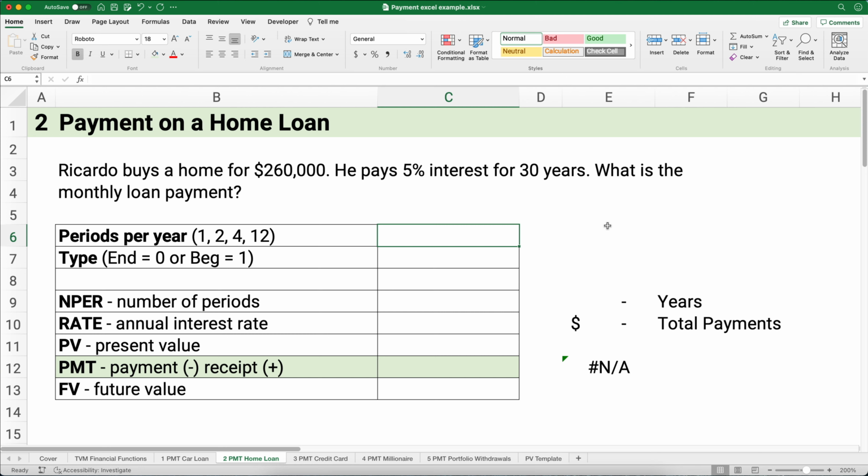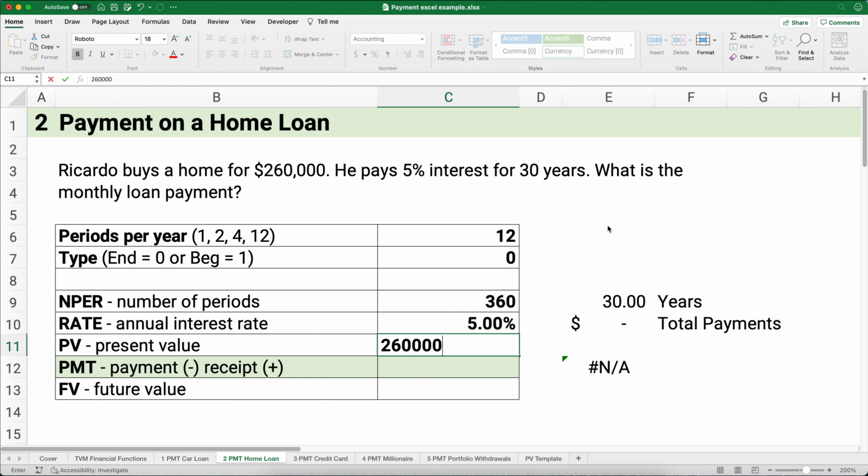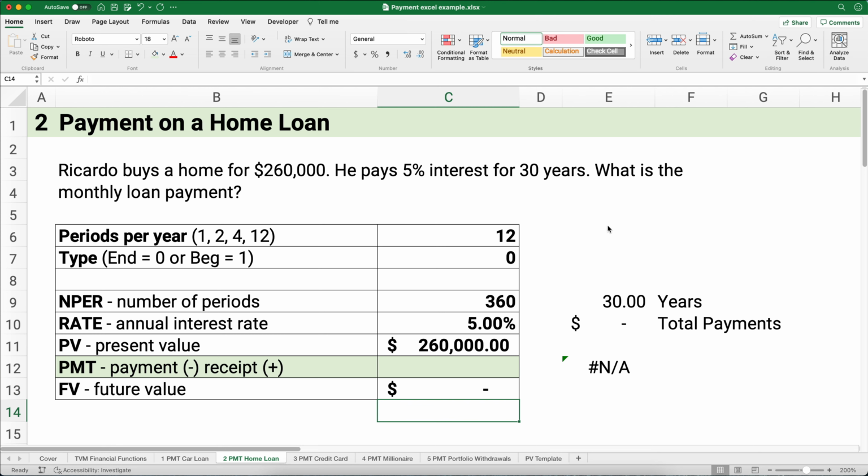Well, the periods per year is going to be 12. Their payments are going to happen at the end of the period. The number of periods is going to be 30 times 12 is 360. So that's the 30 years. The annual interest rate is 5%. The present value is $260,000. We're going to put it as a positive number because Ricardo is receiving the $260,000. We're going to figure out the payment in just a second, and the loan happens to be 0 at the end. We're paying it off over 360 months.